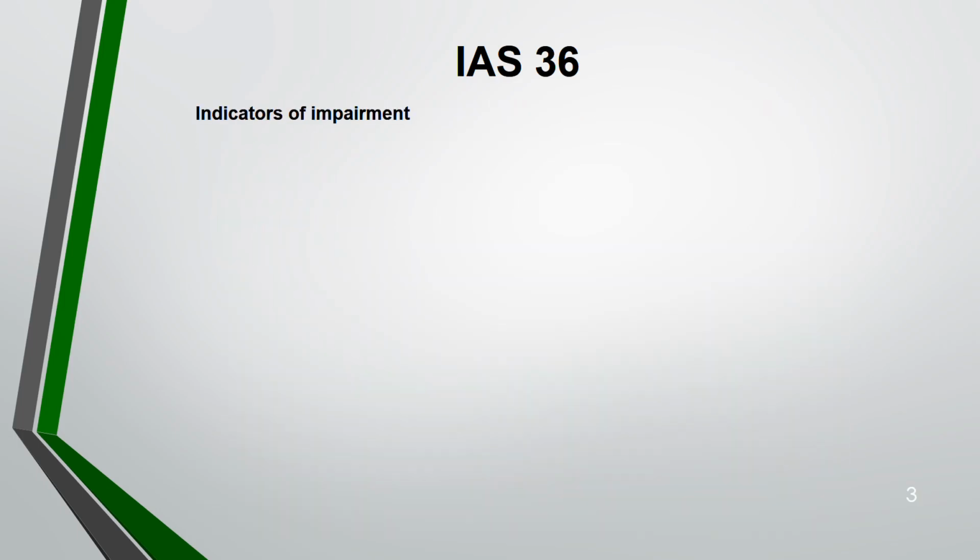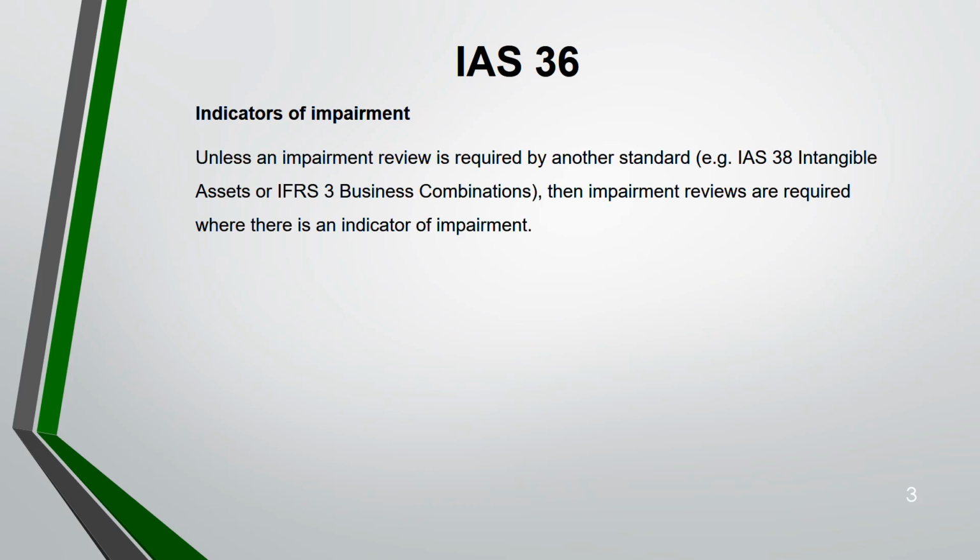Now, there are indicators of impairment. These indicators are divided into two categories, external and internal. Under impairment review, unless an impairment review is required by another standard, for example, IAS 38 or IFRS 3, then your impairment review will only be required if there are indicators of impairment.